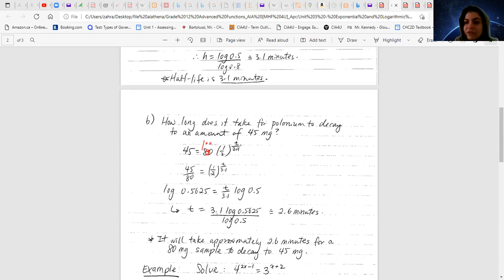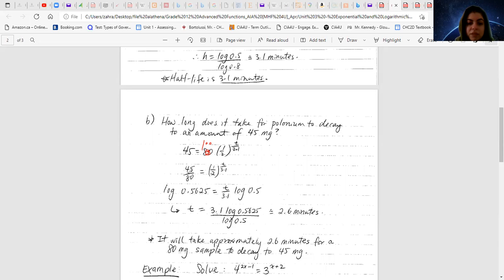We got the half-life from the previous step, right? T divided by H was 3.1. Make sure the time and the half-life have the same unit. If this is seconds, it's going to be seconds. If this is minutes, it's going to be minutes. If this is hours, it's going to be hours. So they have the same unit because the power should be unitless.